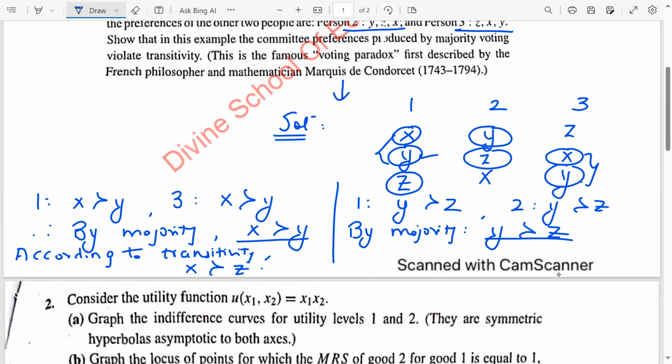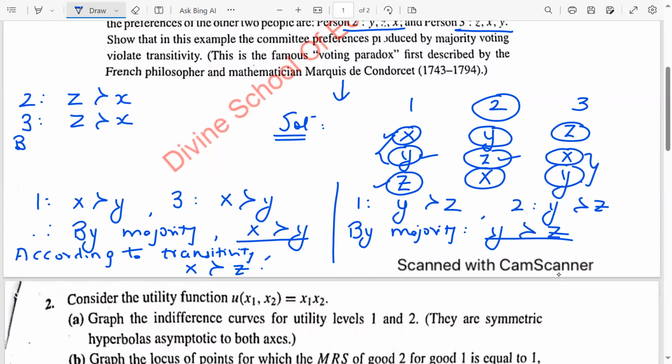But is it happening? No. Look at individual 1. Only individual 1 prefers X over Z. If you look at 2, individual 2 prefers Z over X. You can see Z comes over X. Individual 3 also prefers Z over X. So by majority, individuals 2 and 3 are preferring Z over X, so Z should be preferred.